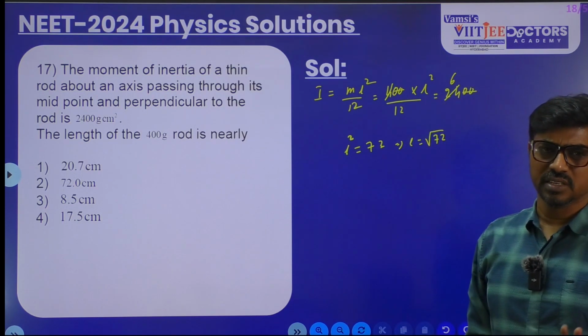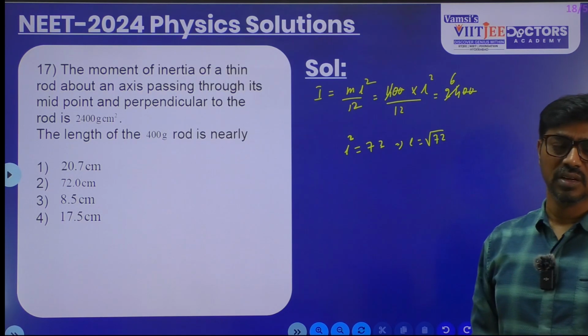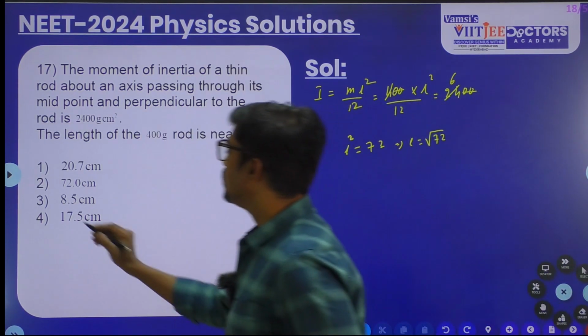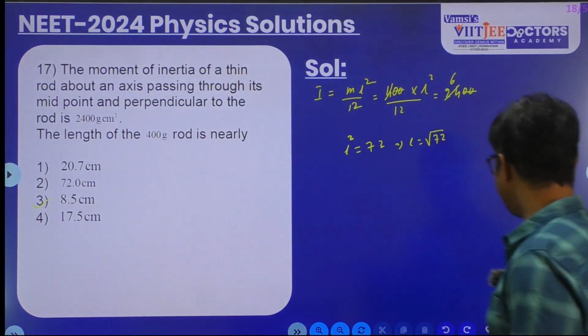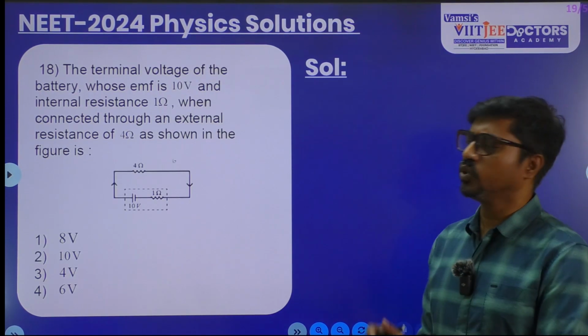So 6 6s are 36, 8 8s are 64. It is more than 8. 9 nines are 81, less than 9. So it is between 8 and 9. So that's the answer you have here. And CGS units only. You don't have to do the entire calculation. Just by looking at the options, you can get it.